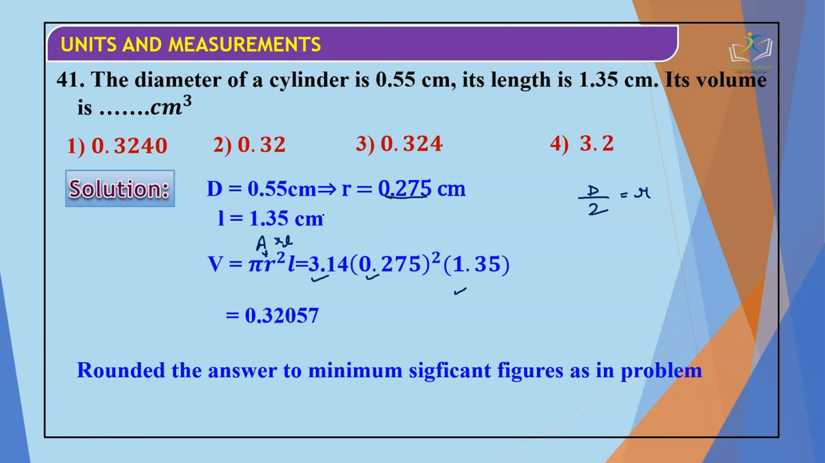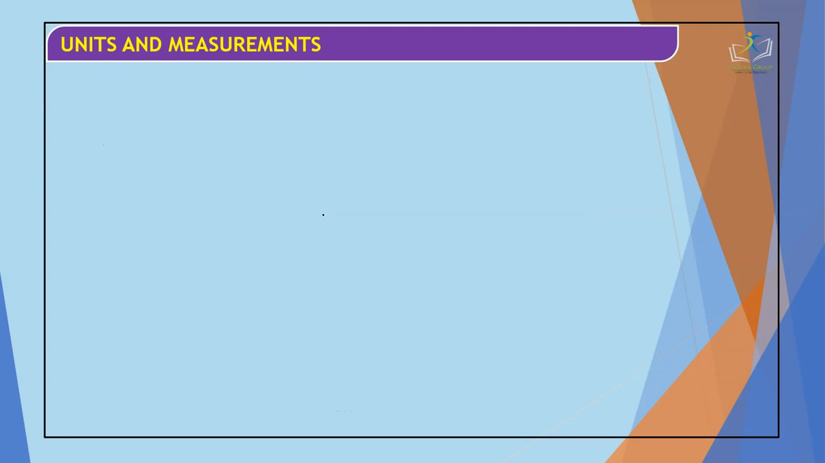Round the answer to the minimum significant figures as given in the problem. So 0.32 centimeter cube is the right answer. For that, the second option is the correct answer. Moving ahead with the next question.